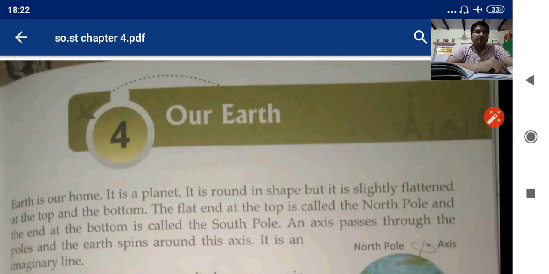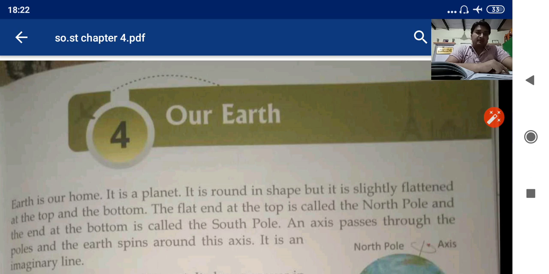So we have completed our 3rd chapter from social studies. Now come to the 4th chapter. In this chapter we are going to study about our planet, and what is the name of our planet? That is Earth. Understand it, Earth is our home.